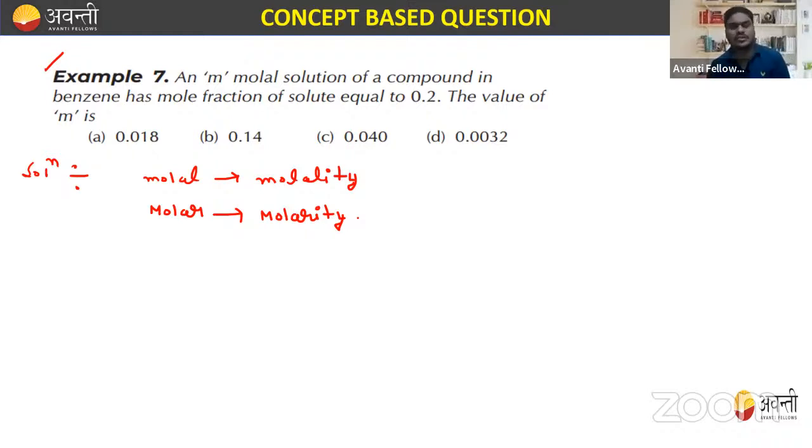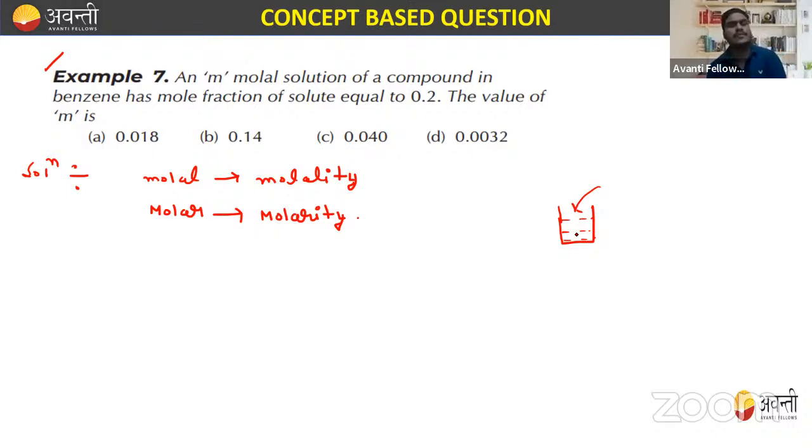Now, an m-molal solution. So this is molality given. A compound in benzene has a mole fraction of the solute equal to 0.2. So we know what mole fraction is, beta. Mole fraction of the solute is equal to this.